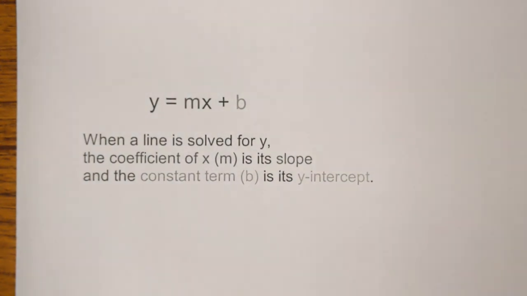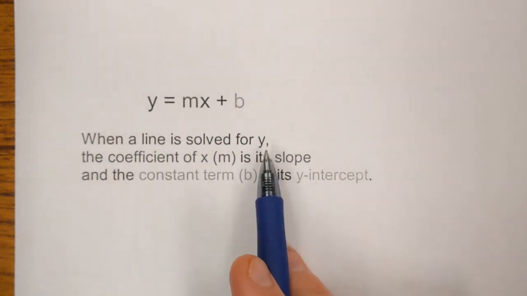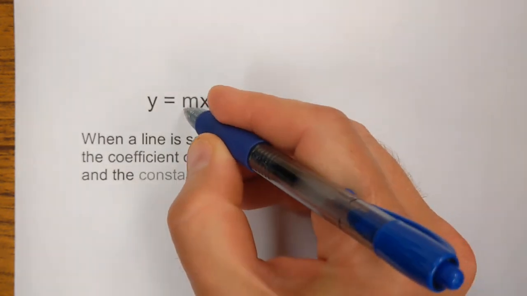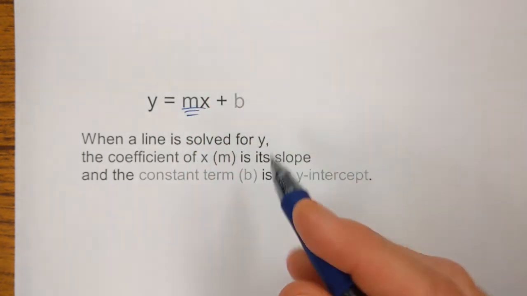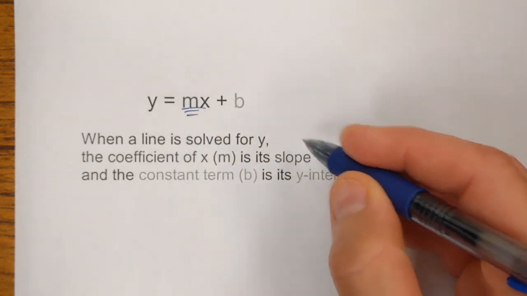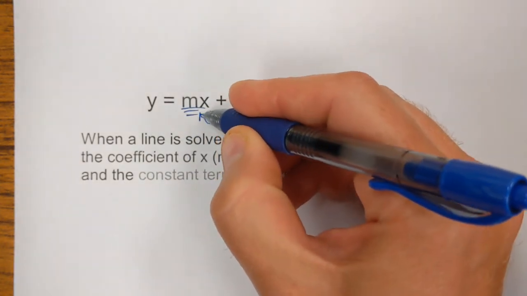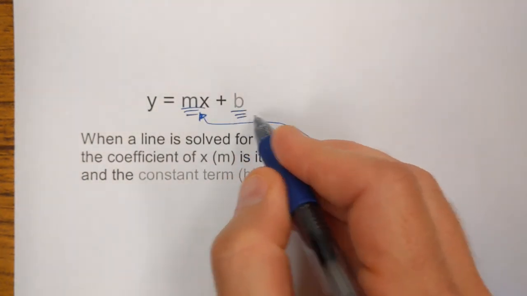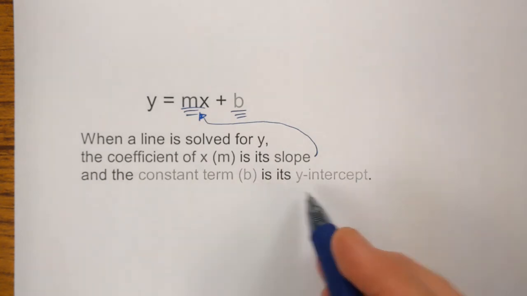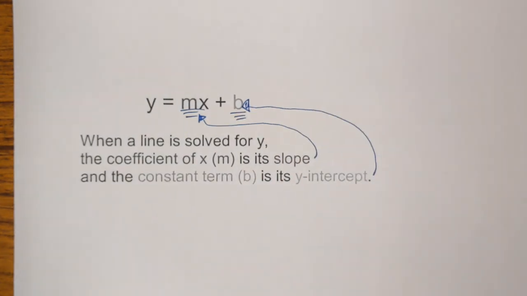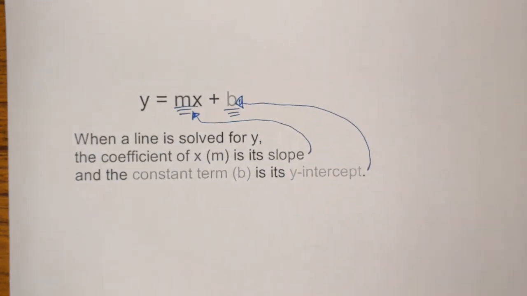So slope-intercept form, when a line is solved for y, the coefficient of x is called its slope. Here's what you can do. Whatever number, when a line is in this form, whatever number is in front of the x is called the coefficient of x. That is called the slope of the line. And then whatever your constant term is here at the end, that is called the y-intercept. Okay, so let's put these together and see how we can graph a line in slope-intercept form.